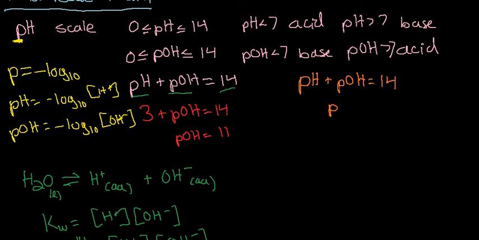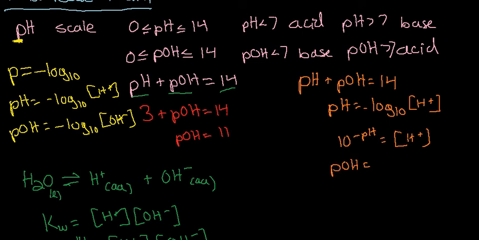pH just means the negative log base 10 of the H plus concentration. This formula can be flipped around so that you have 10 to the negative pH is equal to the H plus concentration. Very similarly, we can have pOH is equal to negative log base 10 of your OH minus concentration, and therefore 10 to the negative pOH is equal to your OH minus concentration here.